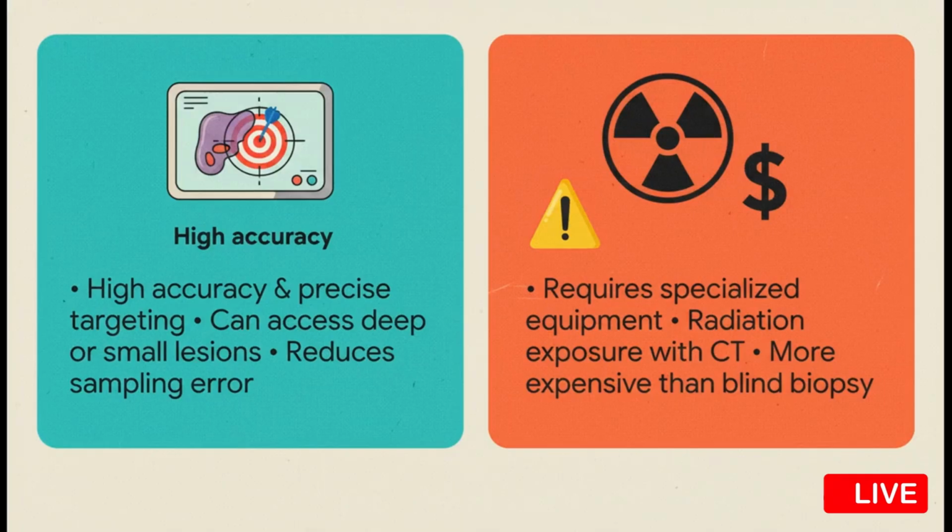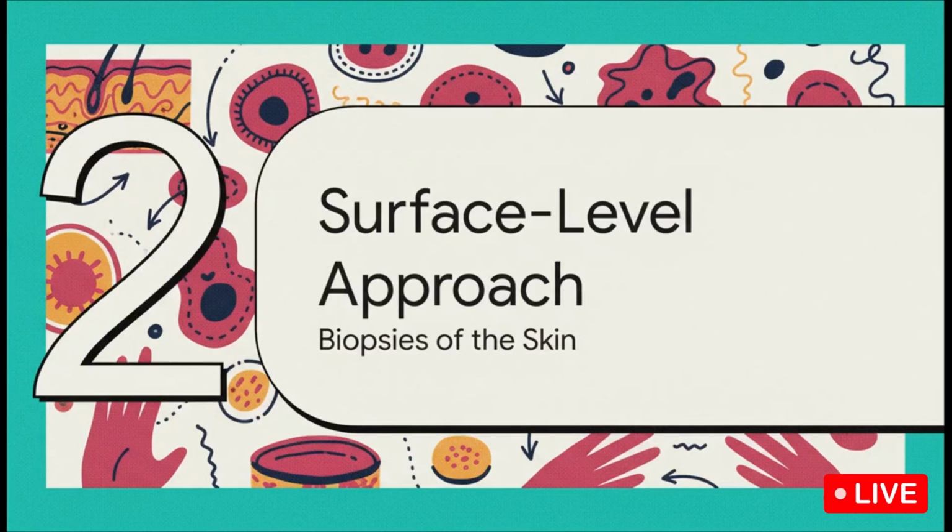Let's zero in on that image-guided biopsy for a second. This is a perfect example of a classic trade-off you see all the time in medicine. On the one hand, the benefits are incredible. You get this pinpoint accuracy, even for tiny lesions deep inside the body, so there's way less chance of missing your target. But of course, that kind of precision doesn't come for free. It requires expensive specialized equipment, and if it's guided by CT scan, well, that involves a dose of radiation for the patient.